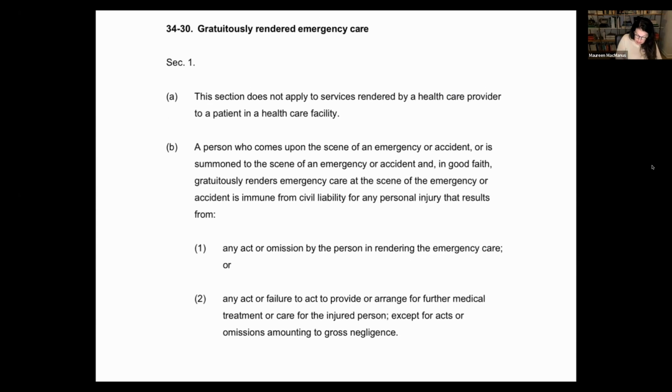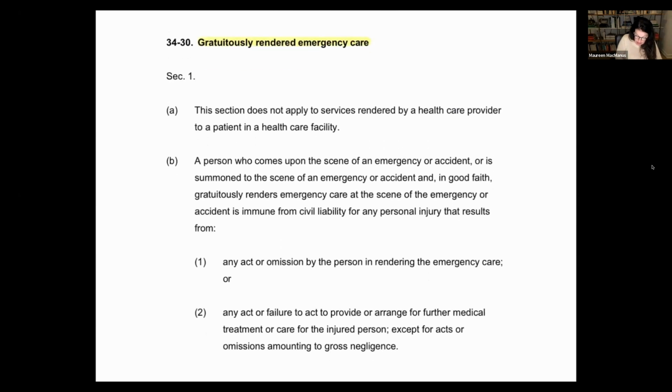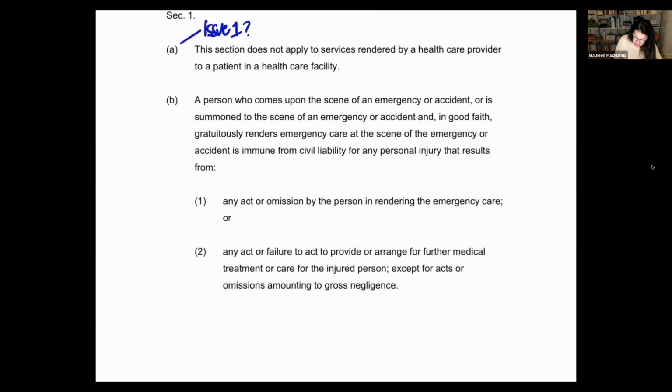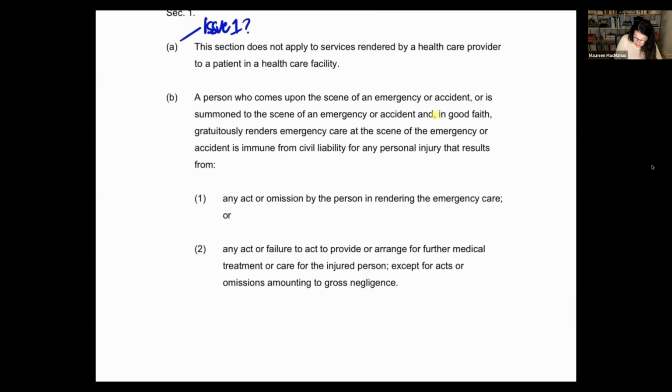So, gratuitously rendered emergency care. The section does not apply to services rendered by a healthcare provider to a patient in a healthcare facility. So I want to address this, that my client is not a healthcare provider. So this might be a little issue. "A person who comes upon the scene of an emergency or accident or is summoned to the scene of an emergency or accident and, in good faith, gratuitously renders emergency care at the scene of the emergency or accident is immune from civil liability for any personal injury that results from..." So I have to show that he's in good faith gratuitously rendering emergency care at the scene of the emergency or the accident.